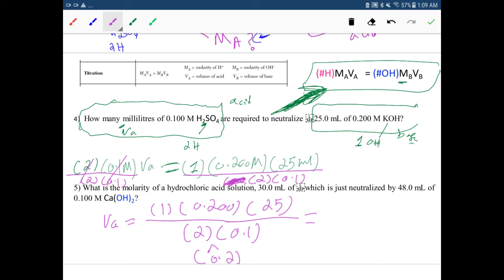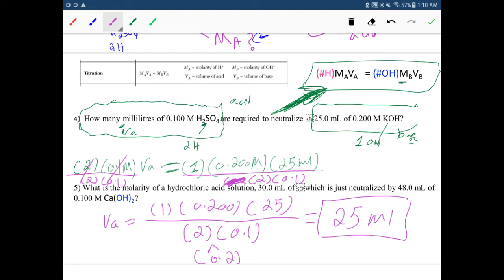So it's going to be 1 times 0.2 times 25 divided by 0.2. The final answer is 25, or VA is equal to 25. 25 what? It's VA. The units used in the question are ml, so it's going to be 25 ml. This is the final answer. You could try this on your own.